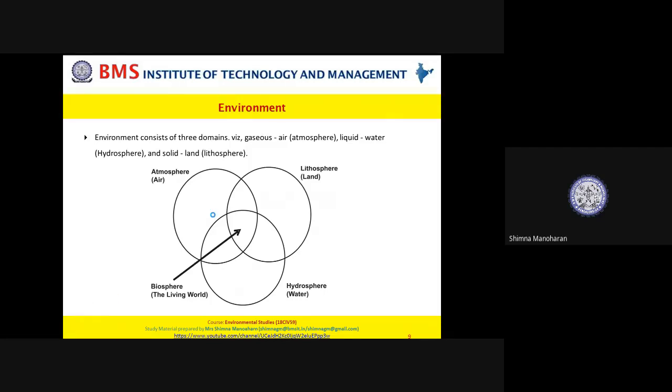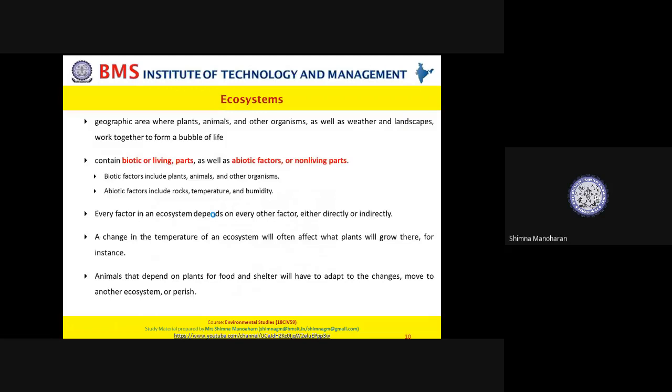Okay. So an ecosystem is a geographic area where all the organisms, including the weather and landscape, exist. So you have plants, animals, and other organisms as living components. And as non-living components, you have weather, landscape, the chemicals that are present. These two combinations, the living and the non-living, work together to form life.